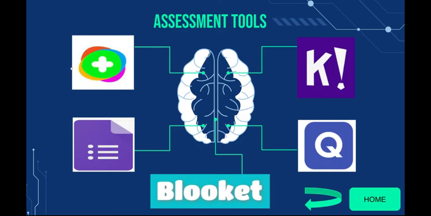So there are several that are linked here. We've got Flipgrid, Google Forms, Blooket, Quizizz, Quizlet, Kahoot. Many of these are used for review and for quick assessment, both formative and can also be used for summative assessment at the end of an instructional period to check progress.